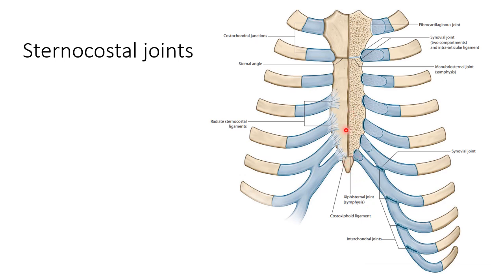The joint between the body of the sternum and the xiphisternum, that we forgot to discuss, the xiphoid is a small piece of bone, triangular or pointed downward. The xiphisternal joint is also a symphysis, likewise the manubriosternal joint.